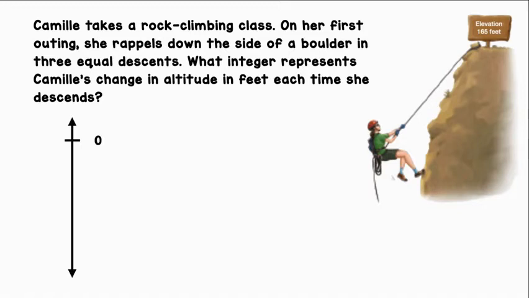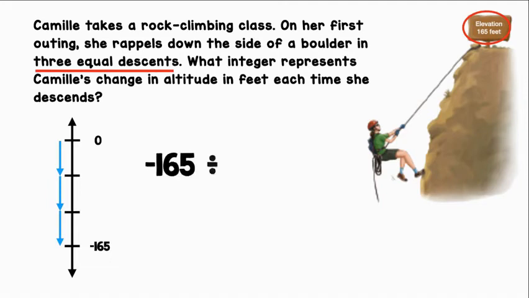The elevation of the boulder is 165 feet. Since she is going down 165 feet, we will represent this with a negative. She does this in 3 equal descents. So let's split this up into 3 equal parts. Since we are splitting 165 equally, we are going to use division.